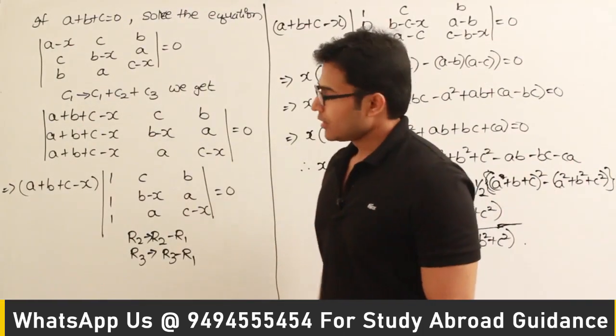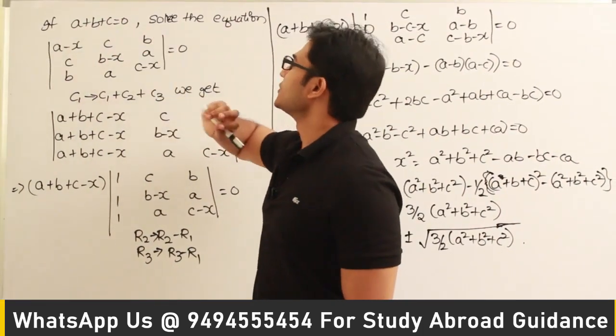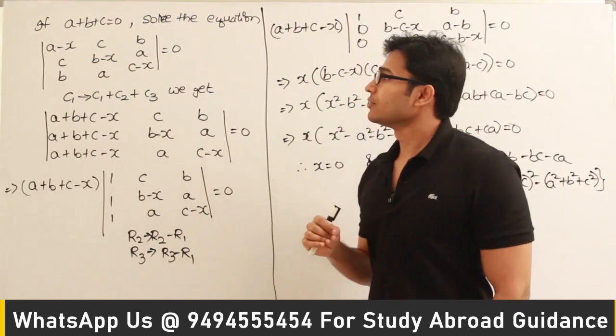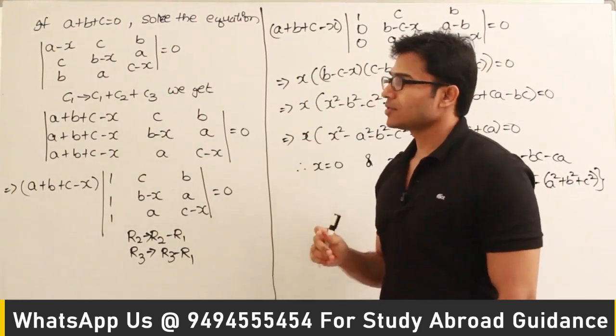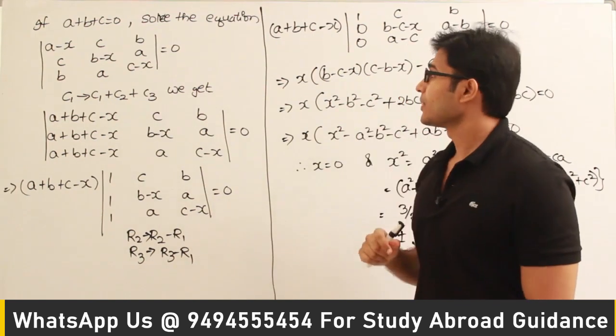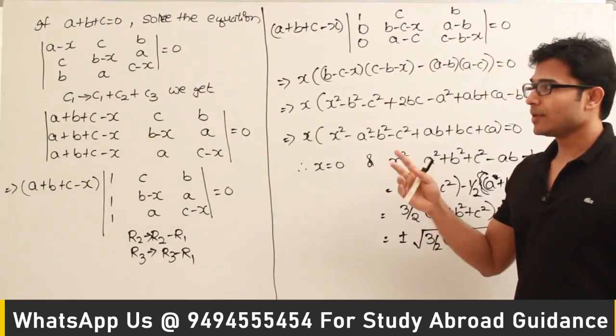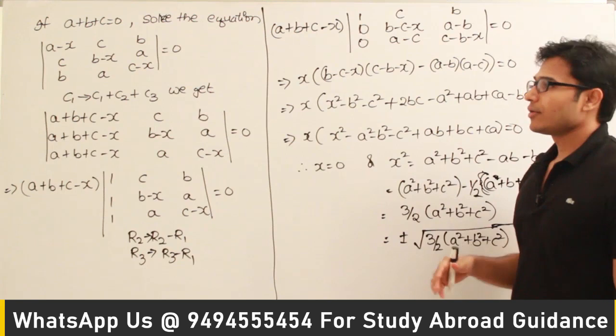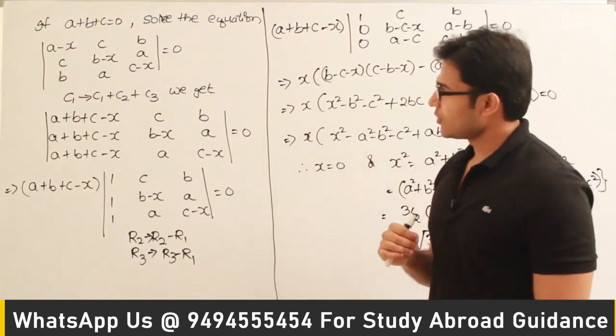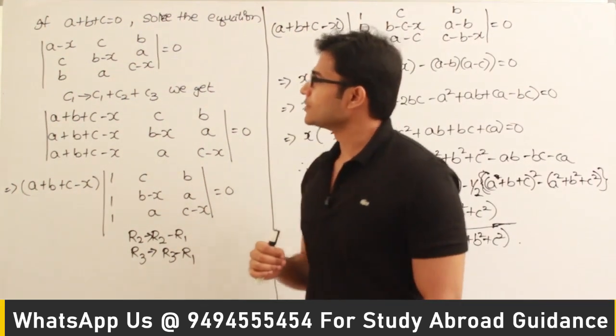So it is given that a plus b plus c equal to 0. If a plus b plus c equal to 0, then we are supposed to solve this. Then we are supposed to find out the value of x. Okay. So again, you can go by the options. You can check it, or you can see this method also. So one easy method is this.